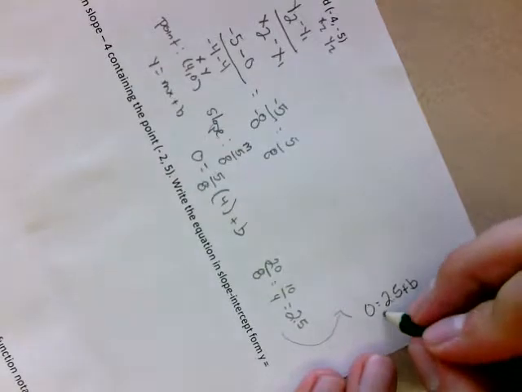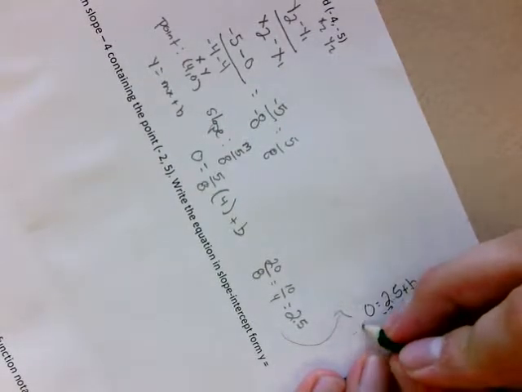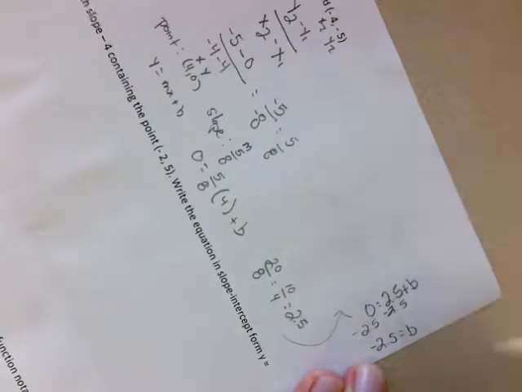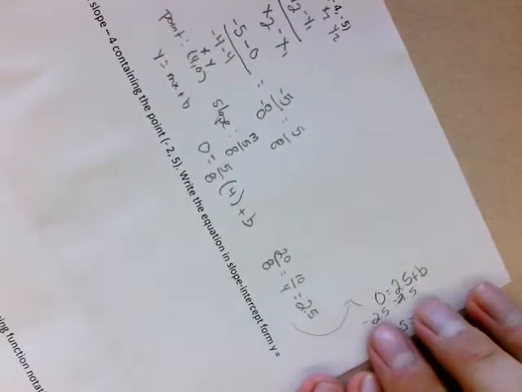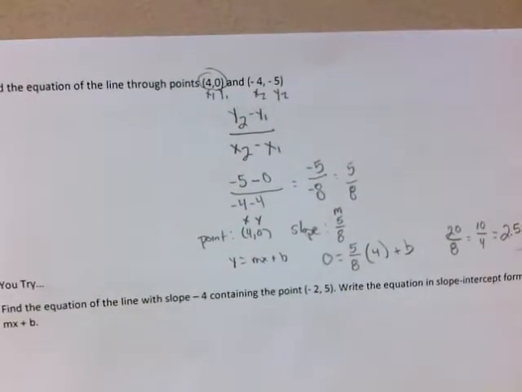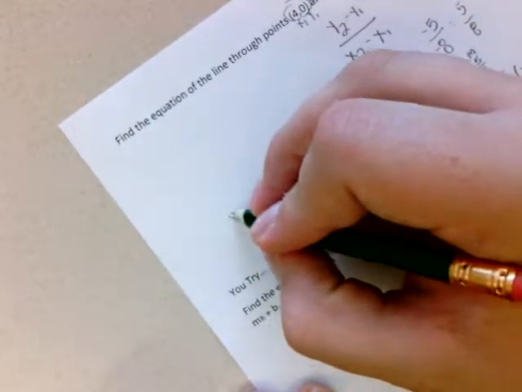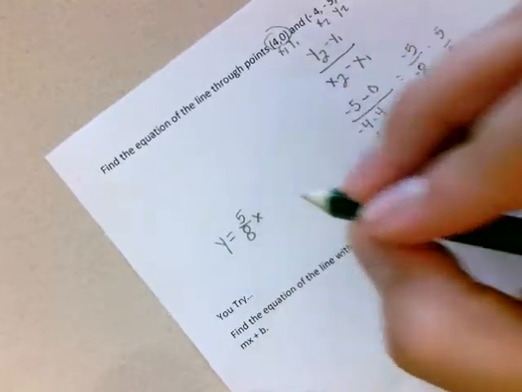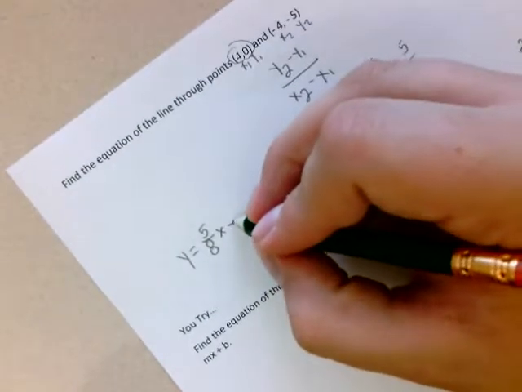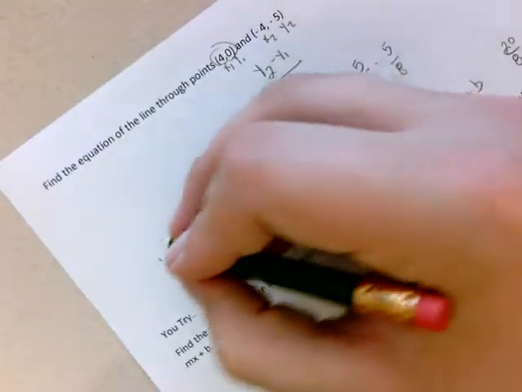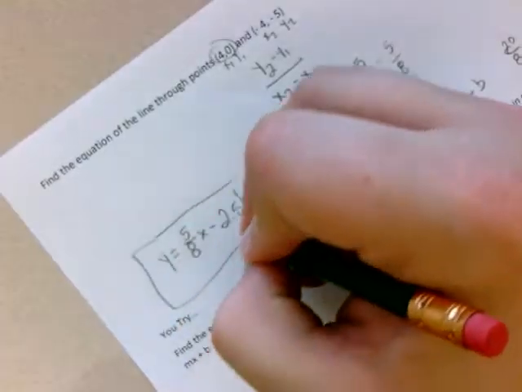Well, the only way to get rid of a positive 2.5 is a minus. So minus 2.5. So negative 2.5 equals b. So my b is negative 2.5. My slope is 5/8. So now I can make my equation. So the final equation would be y equals 5/8, which is my slope, x, plus my b, but since it's negative, it's minus 2.5. And that is how you find your answer.